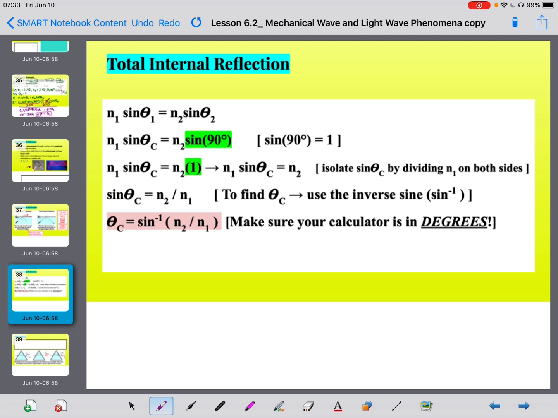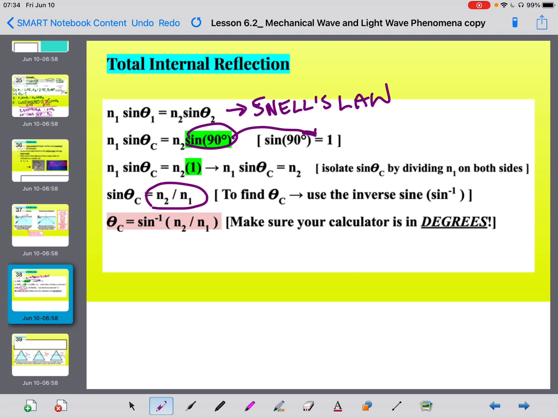How we can kind of prove our total internal reflection formula. So we start out with Snell's law right here, okay? So this is nothing that's kind of new. So this is Snell's law. However, because we know that in refraction it's happening at 90 degrees, the sine of 90 becomes 1. So I can put a 1 there. So then I really just have n1 sine of the critical angle equals n2. We want to isolate the sine of the critical angle, so we divide by n1 on both sides. So now we're left with this ratio, n2 over n1 equals sine of the critical angle.